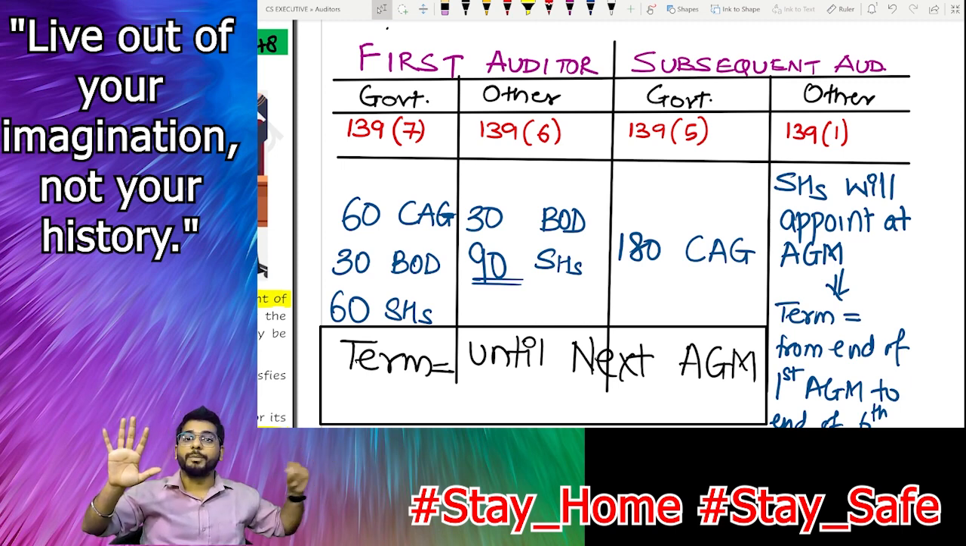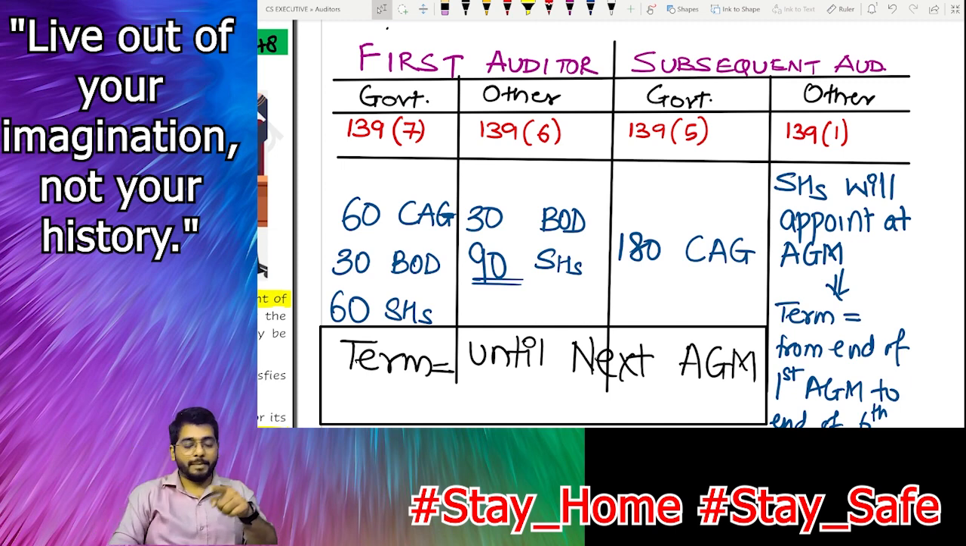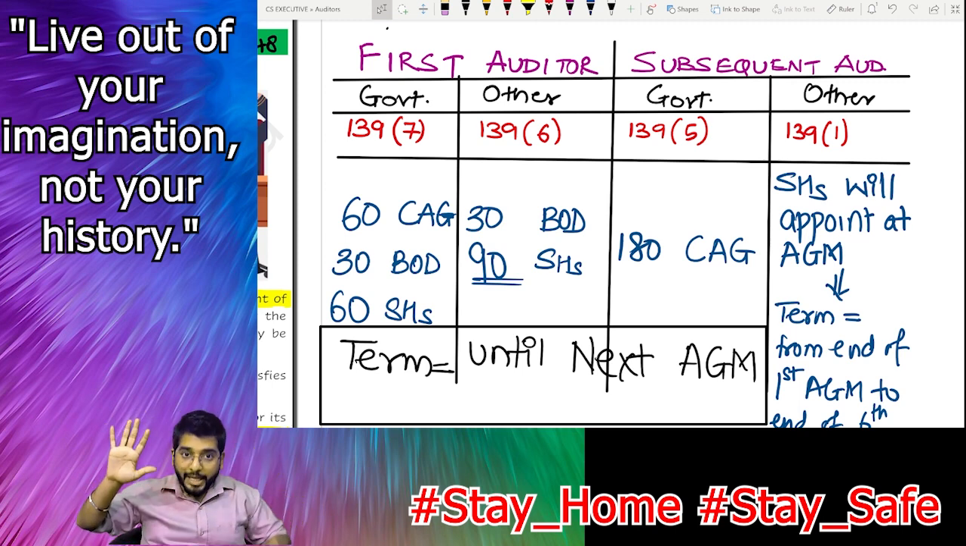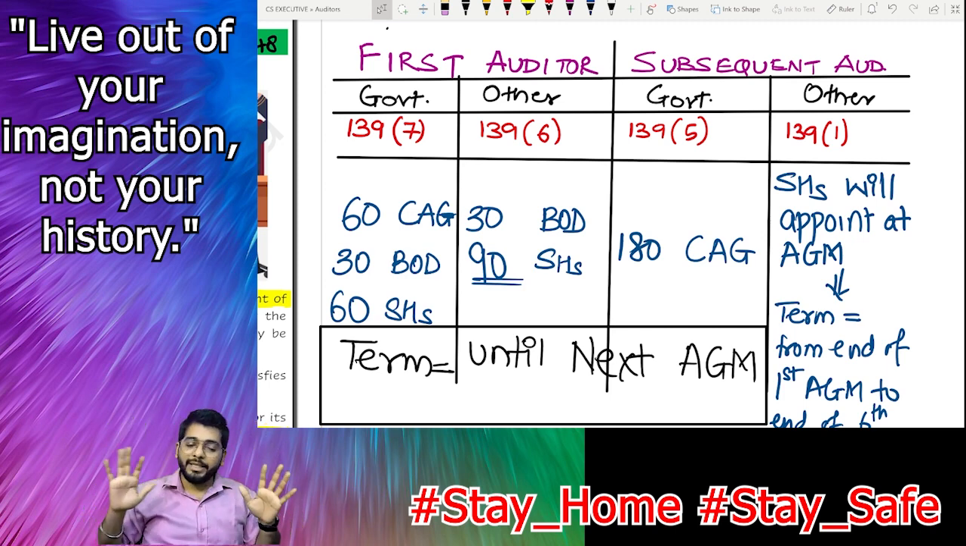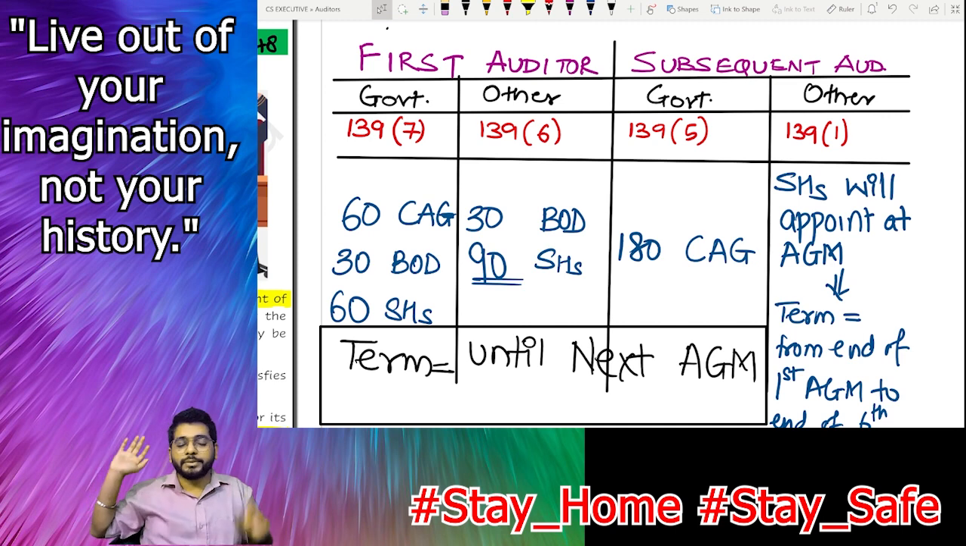After that we talked about the cooling period of 5 years. And if you're a firm or LLP, then for you the provision will be the same. From the end of the first AGM till the end of the 6th AGM, so 5 years. Again, from that 6th AGM, that will be your first AGM again, till the end of the 6th AGM. From there, one more term of 5 years, and then a cooling period of 5 years, meaning you will not be appointed as auditor or work in any capacity related to the auditor with the company for a period of 5 years.